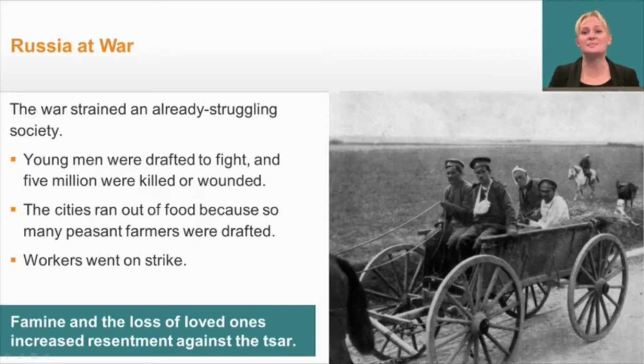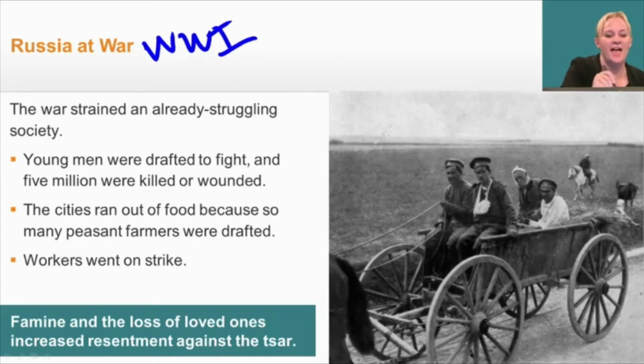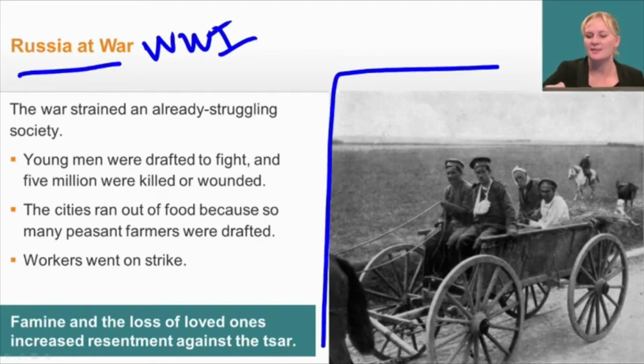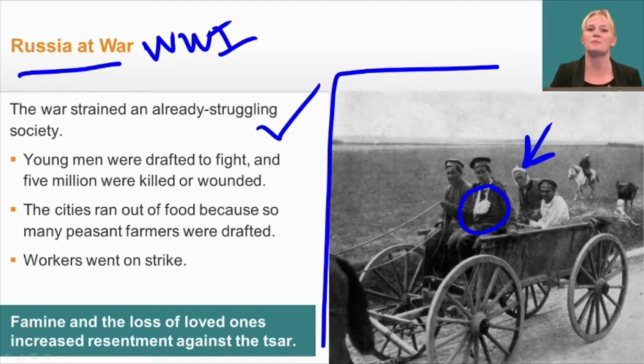So adding to this resentment and all these bad feelings, here comes along World War I, and Russia finds itself at war. Let's take a look at this photo for a moment. You can see these soldiers coming back from the fighting, and you can see that their arms are bandaged up, they're hurt, and you can also take a look at their expressions. They don't look particularly happy.